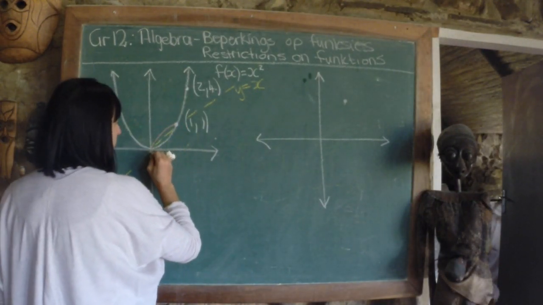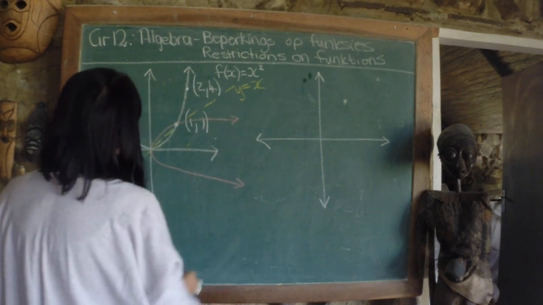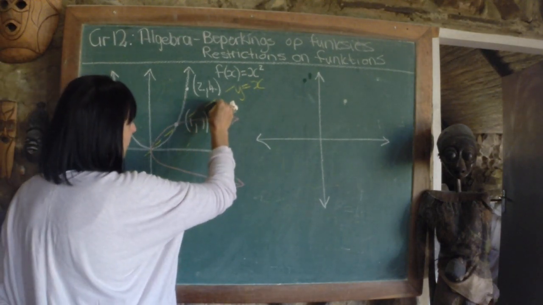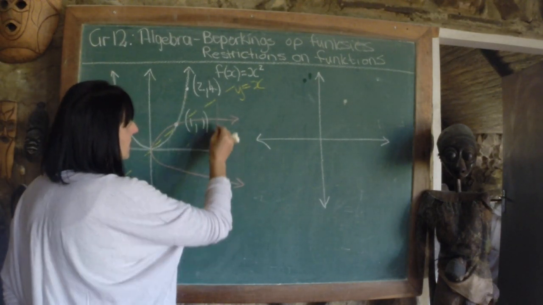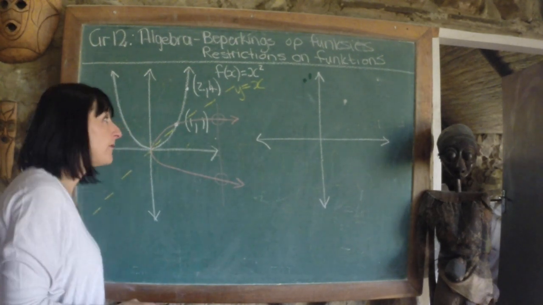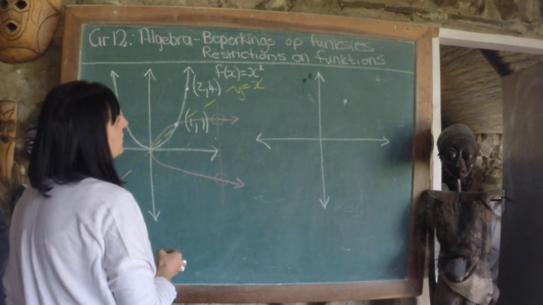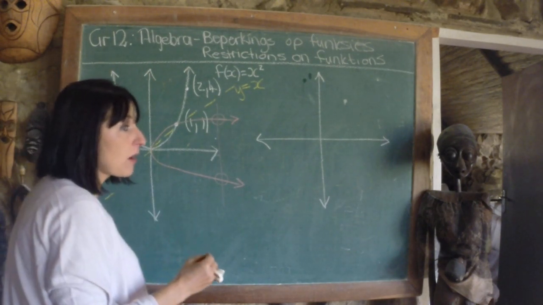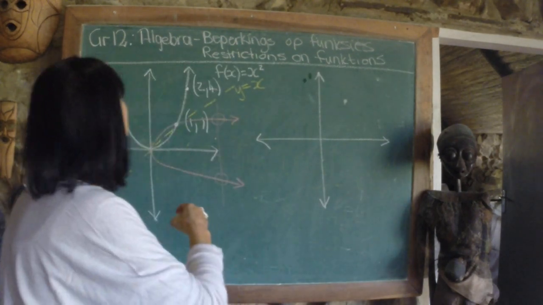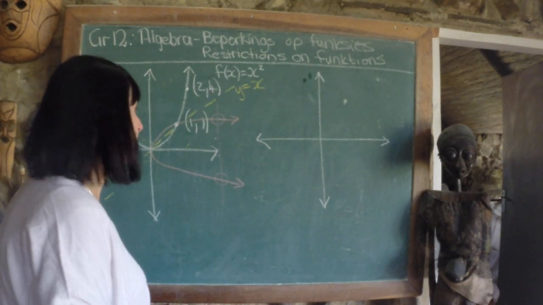Ons het gesien dat ons dan 'n inverse kry wat so lyk, maar dit is nie 'n funksie nie, because if you do the vertical line test, then it cuts twice, and that's no function. So ons kan nie praat van 'n inverse funksie nie, want die vraag is, bepaal die inverse funksie van f(x) is gelyk aan x kwadraat, so we've got to make a plan.